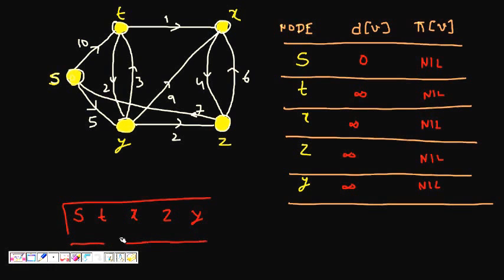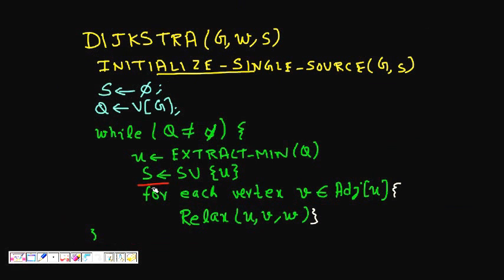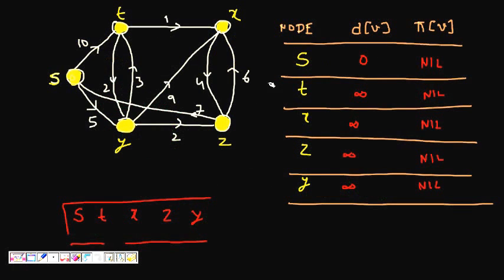While Q is not empty, we extract the minimum from Q, and for each adjacent node, we try to relax it. Extract min is based on the distance, so it is 0 for the source and infinity for all other nodes. So s will be extracted first.